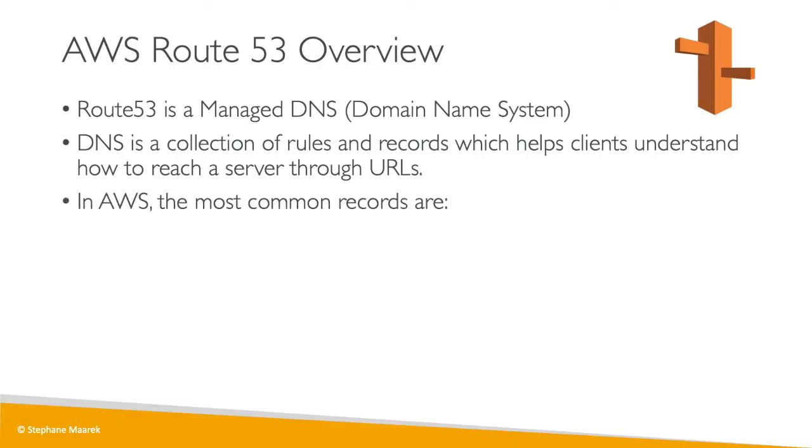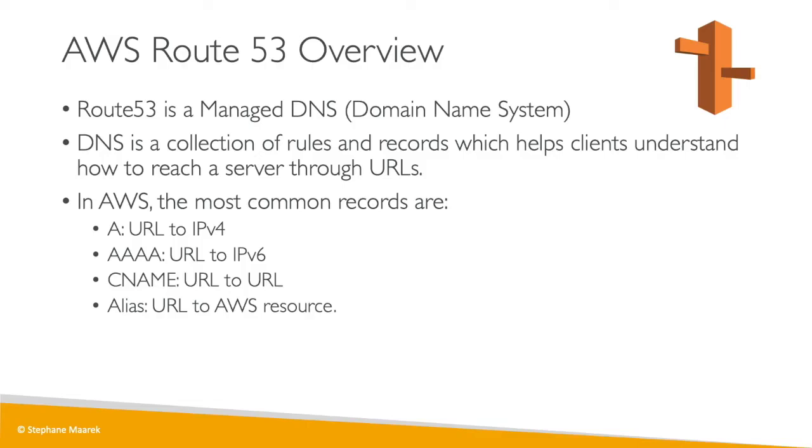In AWS, you have a lot of DNS records available, but the most common that you will be asked to know are: A, which is a URL to an IPv4 IP; AAAA, which is a URL to an IPv6 type of IP; CNAME, which is mapping a URL to URL; and Alias, which is mapping a URL to an AWS resource. We'll see CNAME versus Alias in detail in a later lecture, but for now, remember, they're just the most common records.